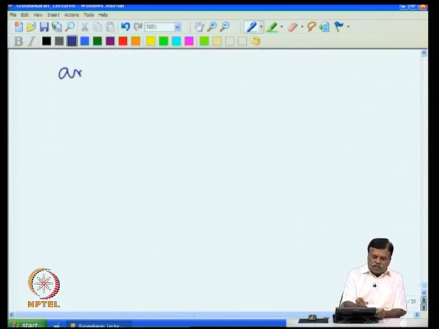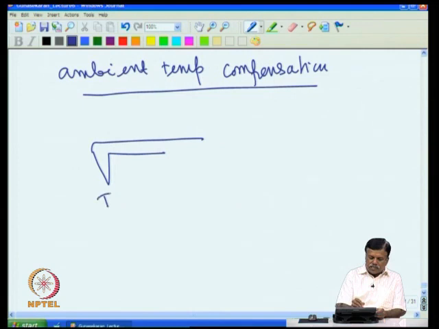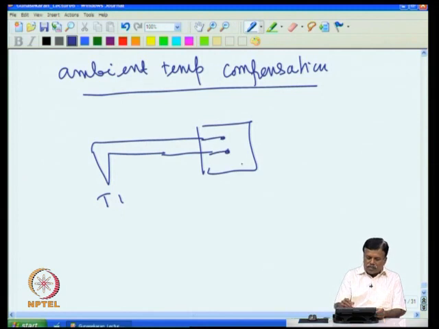This is generally called in industry circles ambient temperature compensation. What is done in this case is that you take the junction, keep it wherever the temperature is to be measured, say T, and then the thermocouple is terminated in an isothermal block, say copper, with of course insulation so that it cannot get shorted. So this is at T ambient.